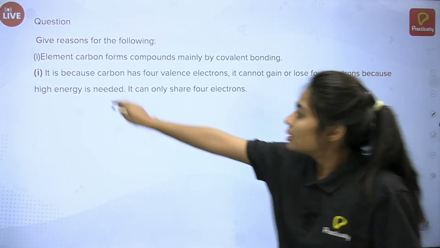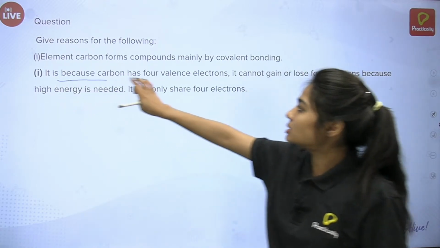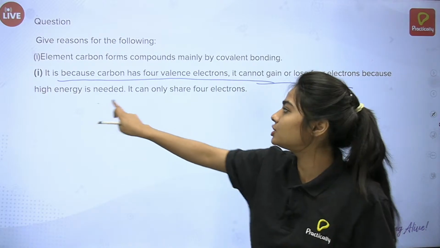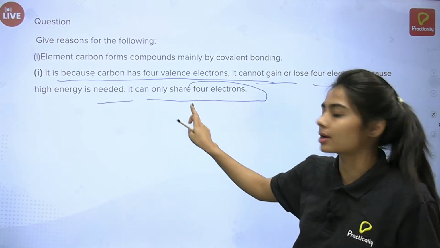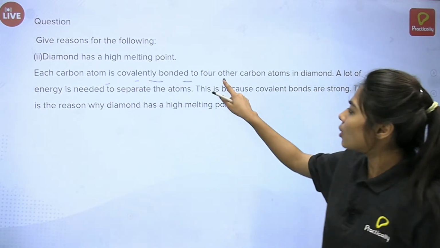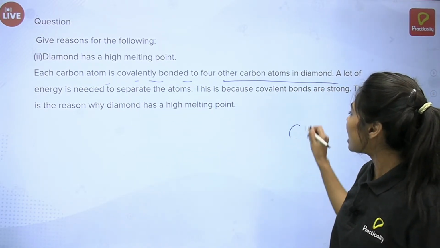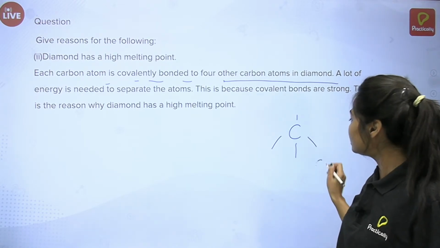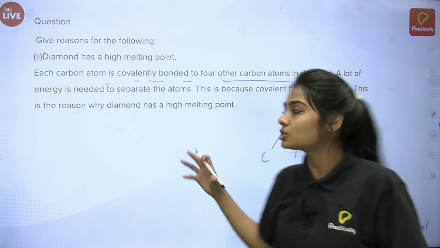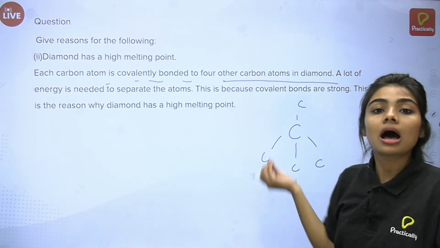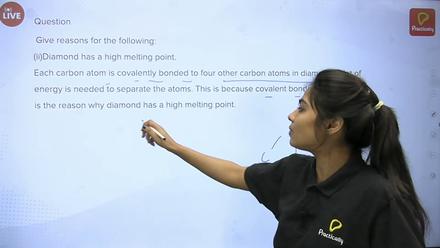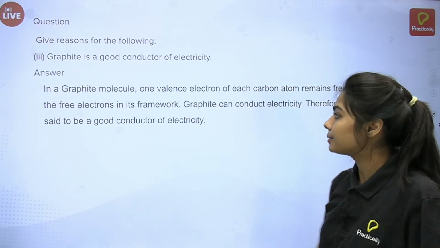So I have written the reason over here. It is because carbon has 4 valence electrons. It cannot gain or lose 4 electrons because high energy is needed. It can only share 4 electrons. Second, each carbon is covalently bonded to 4 other carbon atoms in diamond. That's why the bond is very strong. So you need to provide a very high amount of energy, and it has a high melting point. This is because covalent bonds are strong. This is the reason why diamond has a high melting point.